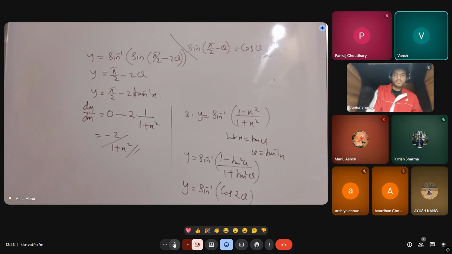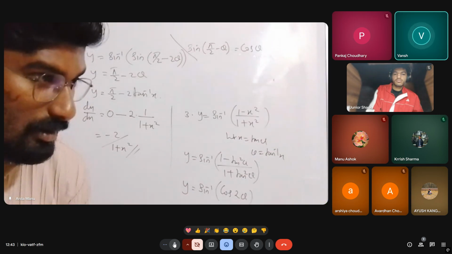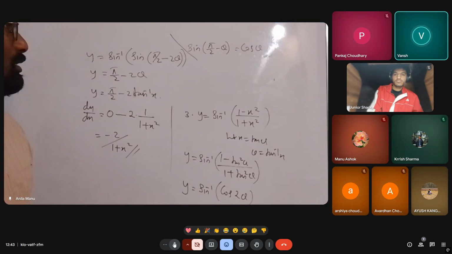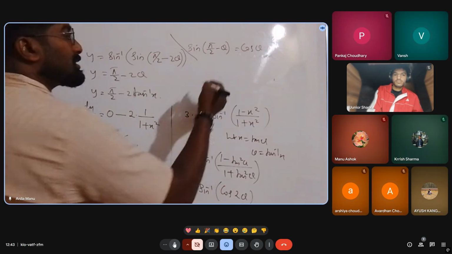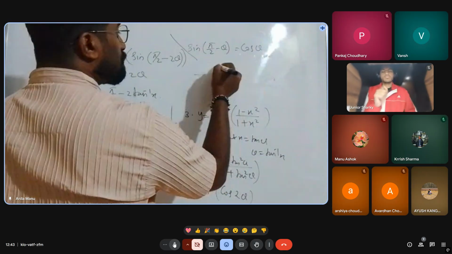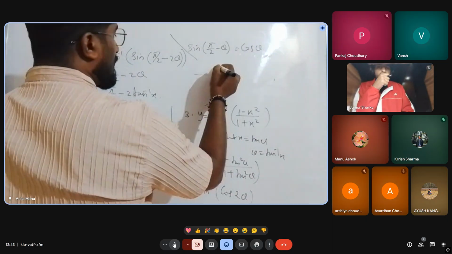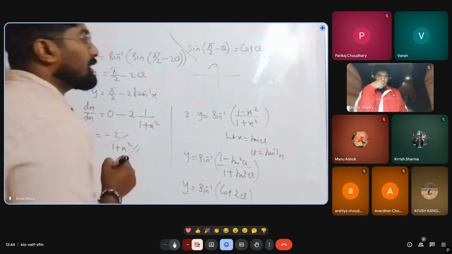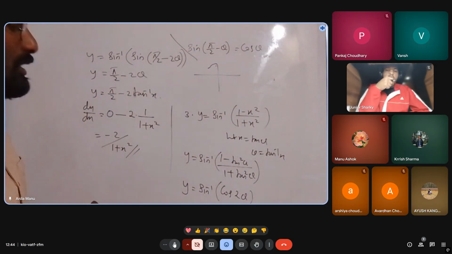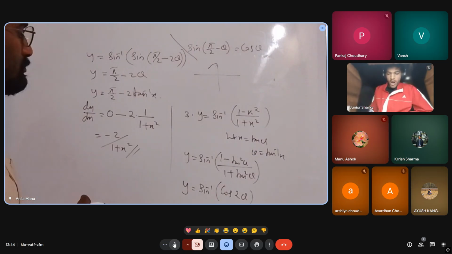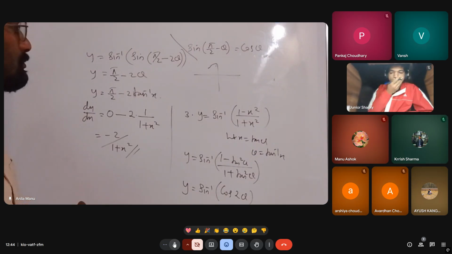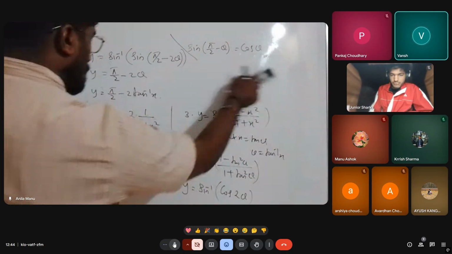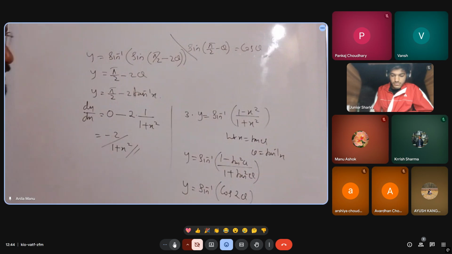Sir, can't we take pi by 2 plus 2 theta? How can we take pi by 2 plus theta? Sine of pi by 2 plus theta, that is going to be in second order here, right? Sine 90 plus theta is cos theta. Okay, you can consider. So then the answer will be 2 upon 1 plus x square, 2 by 1 plus x square, yeah.